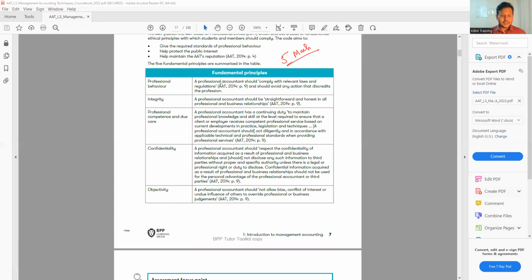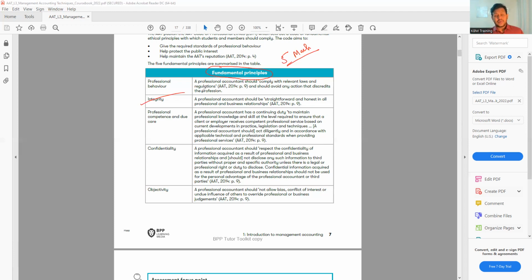So the 5 fundamental principles, this is very important. You need to know the 5 fundamental principles. Ethics has 5 fundamental principles and a few threats to objectivity. You need to know both of these. So let's talk about the first, the 5 fundamental principles. Let's start with integrity. Integrity is all about honesty.